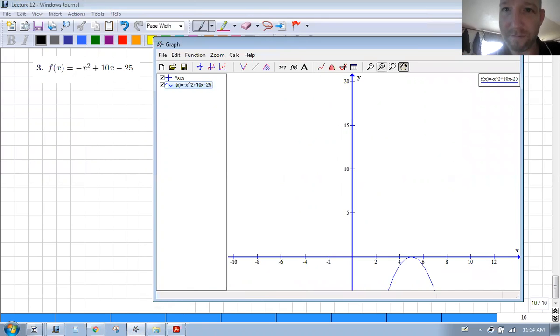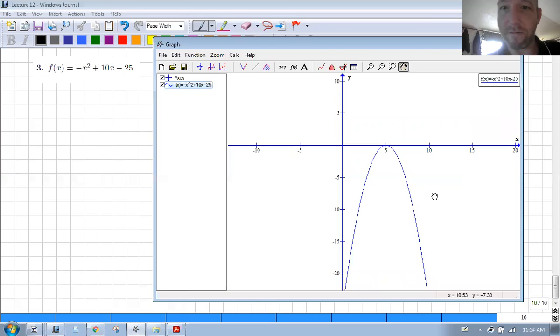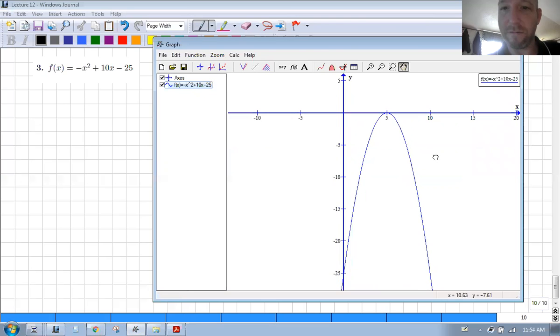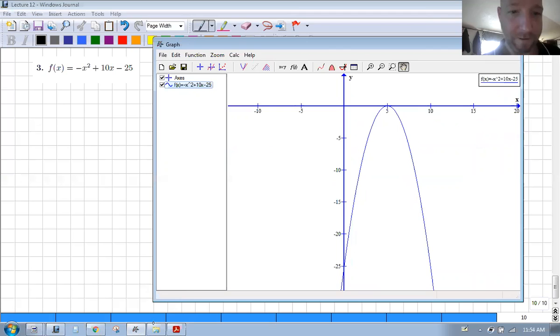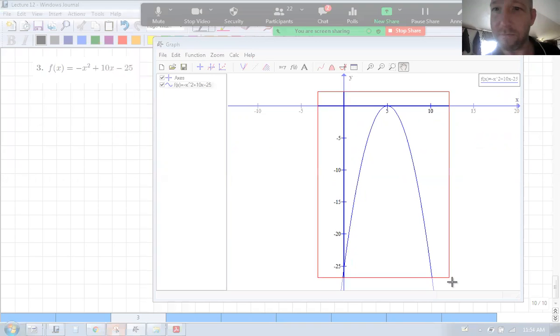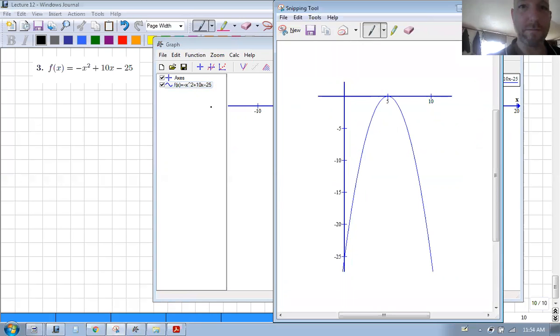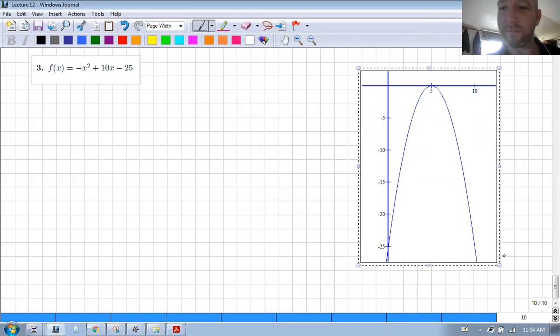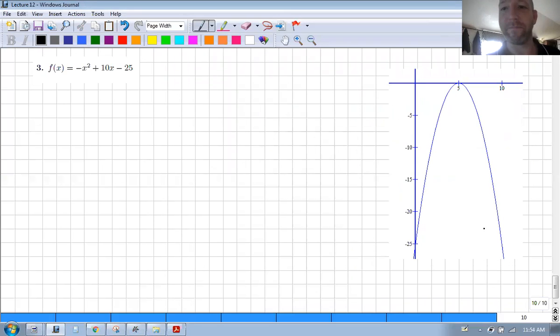Zoom out. Go down. There we go. Let's take a snapshot. Rectangular snip and boom. Okay. So you can see here, here's our vertex, right? It's at 5, 0. All right. But what if we couldn't just look at the graph and see that? Using this over here, let's figure out what our vertex is.